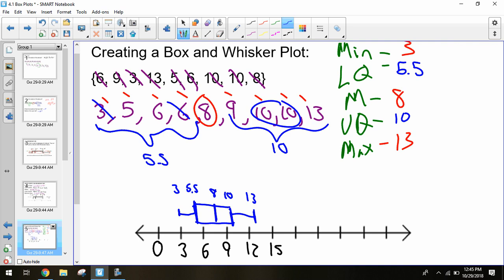Do we have any questions over creating the box plot at the moment, on what we just did during this problem? Seems pretty easy. Seems familiar from stuff we've done in the past.